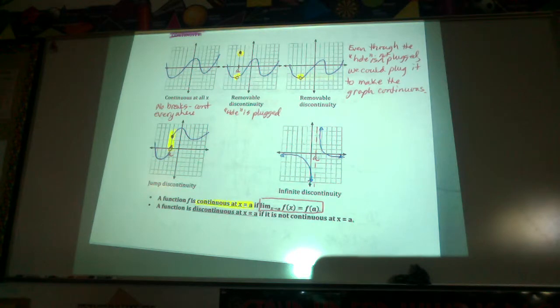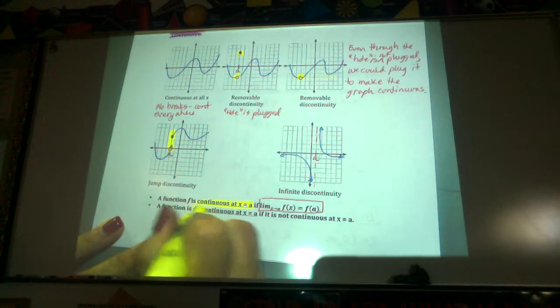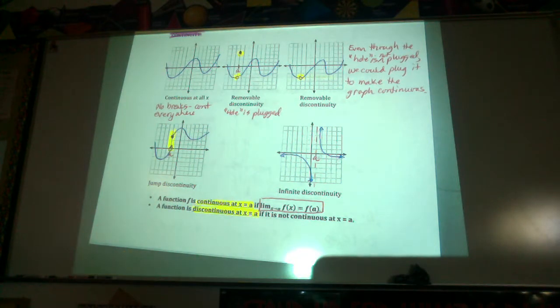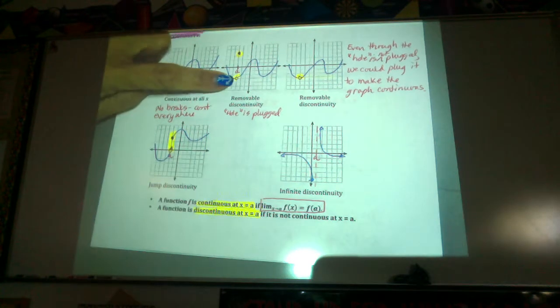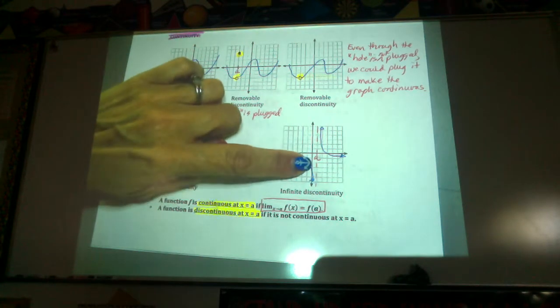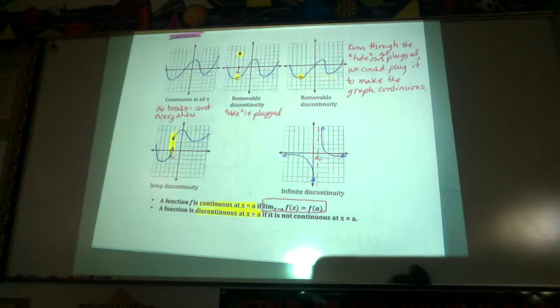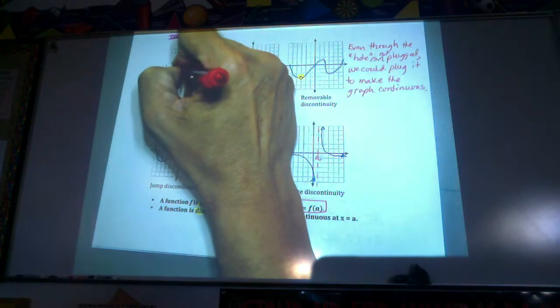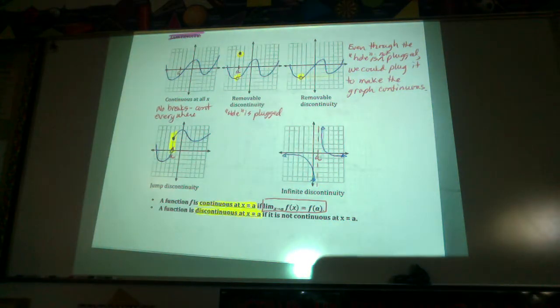So in other words, if you can find a value for a, for the function, it's continuous. But the function is discontinuous at that value where x is a, if it's not continuous there. So in other words, if there's a hole or an asymptote, it's not going to be continuous. Like on here, our a probably would have been maybe here, let's just say. There's a value that I can plug in for a into the function and get an exact value for it.